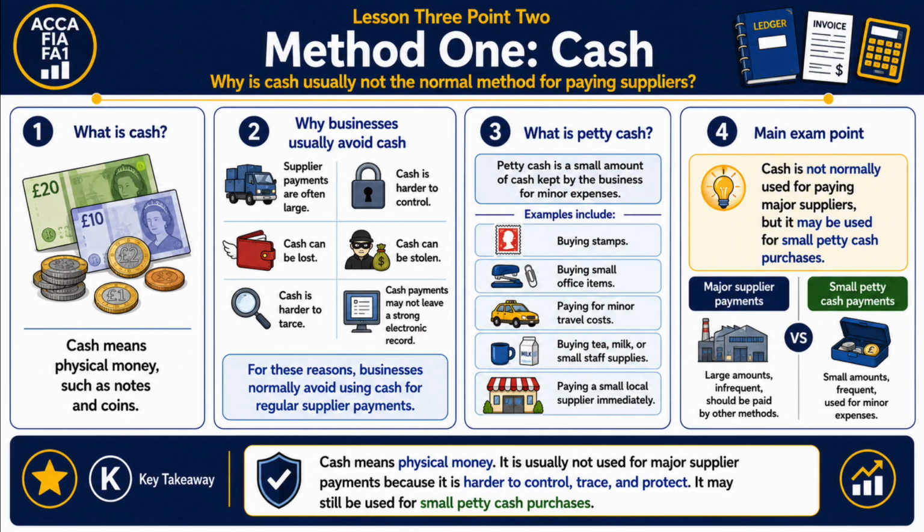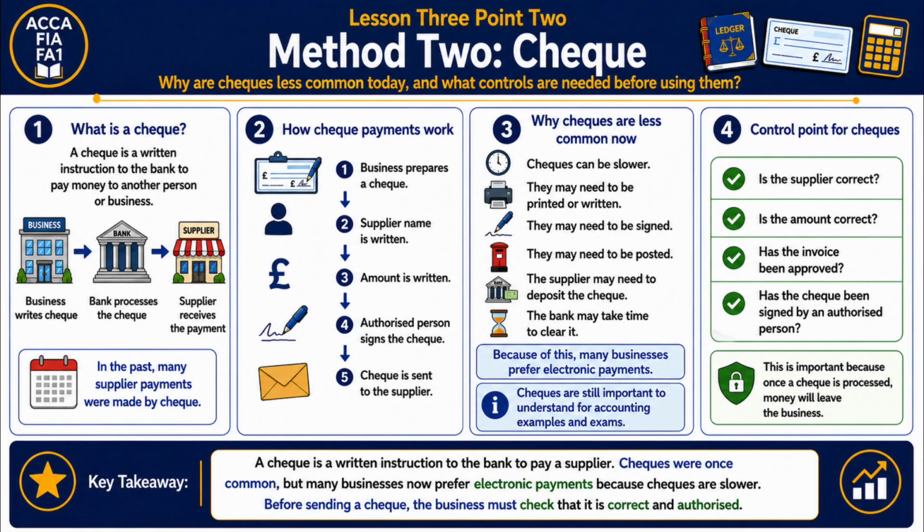However, cash may still be used for very small payments. These small payments are often called petty cash payments. What is petty cash? Petty cash is a small amount of cash kept by the business for minor expenses. For example, buying stamps, buying small office items, paying for minor travel costs, buying tea, milk, or small staff supplies, paying a small local supplier immediately. These are not usually large supplier payments. They are small, everyday payments. So the exam point is, cash is not normally used for paying major suppliers, but it may be used for small petty cash purchases.